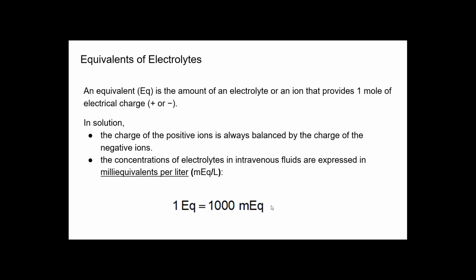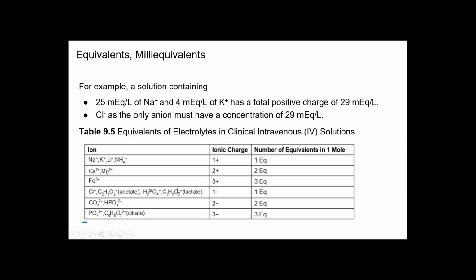So in solution, the charge of positive ions is always balanced by the charge of negative ions. Of course it is, because you're dealing with ionic compounds and they are attached. So they have to dissolve. They will dissolve with cations and anions. The concentrations of electrolytes in intravenous fluids are expressed in milliequivalents per liter. And 1 equivalent is equal to 1,000 milliequivalents.